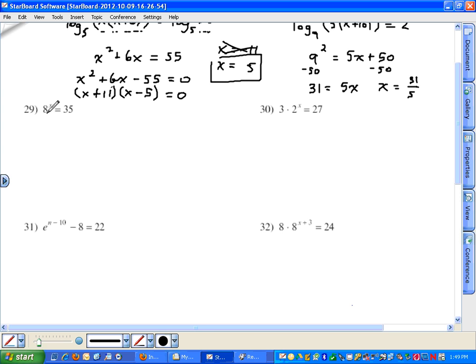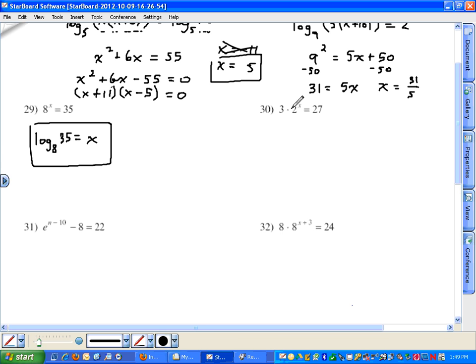Now in 29, the base and the exponent are already isolated. So our next task is to rewrite this in logarithmic form. In logarithmic form, this is the log base 8 of 35 equals x. Well, since x is already by itself here on the right side, we're done. x has been solved for. The answer is x equals the log base 8 of 35.